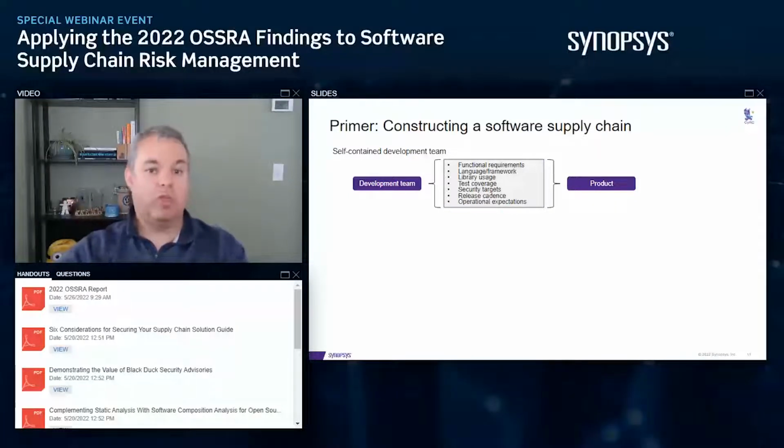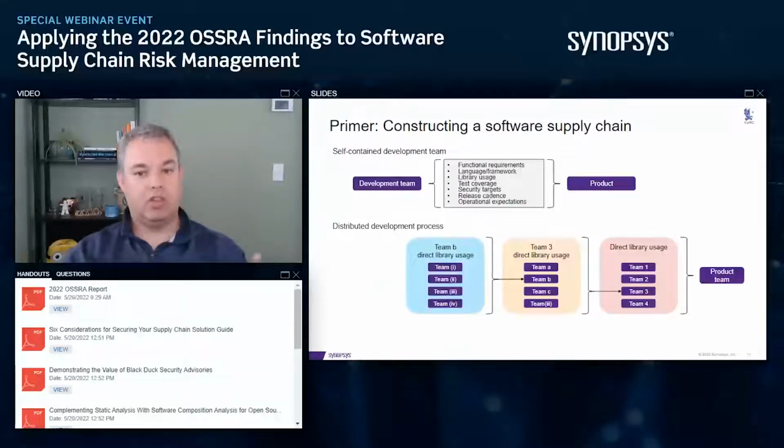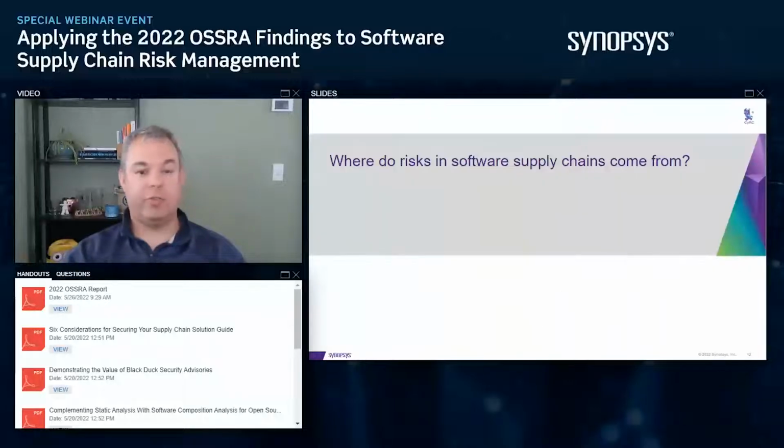That was true 30 plus years ago, but today it's more of a chain where the team creating that application is going to have a set of dependencies. That's the first order suppliers, the suppliers that they're choosing. The remaining suppliers that are chosen by other teams are part of that software supply chain. And for this year's OSSRA data, as I mentioned, there are 508 dependencies or suppliers within the average commercial application that we audited. So that's a substantial number.